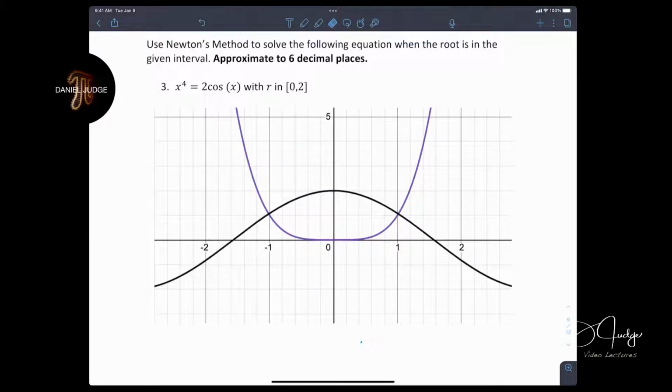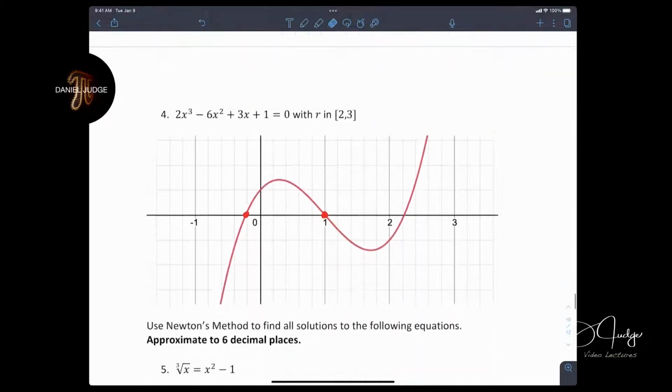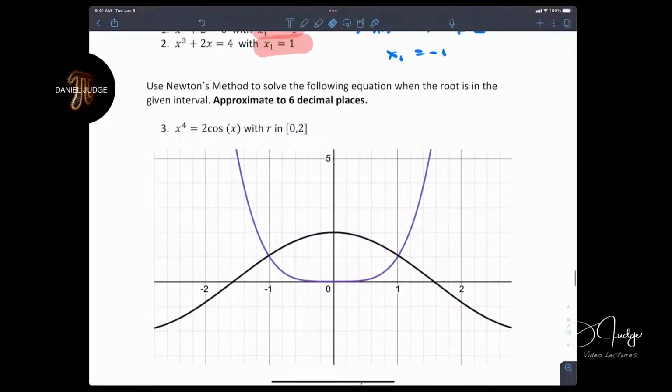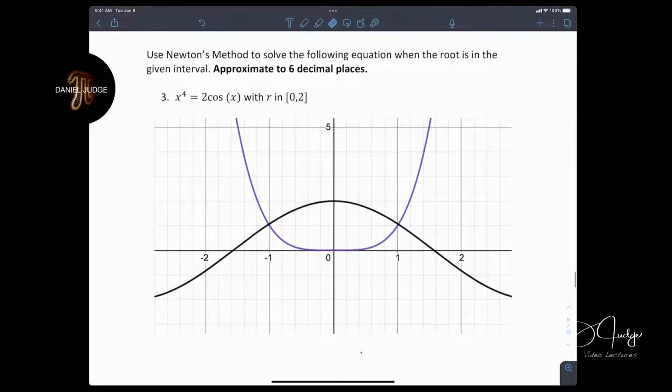All right, I'm going to go over a couple of examples of Newton's method for you guys. I'm going to look at questions 3 and 4 here. See how to do questions 3 and 4. And we're going to approximate this to 6 decimal places.